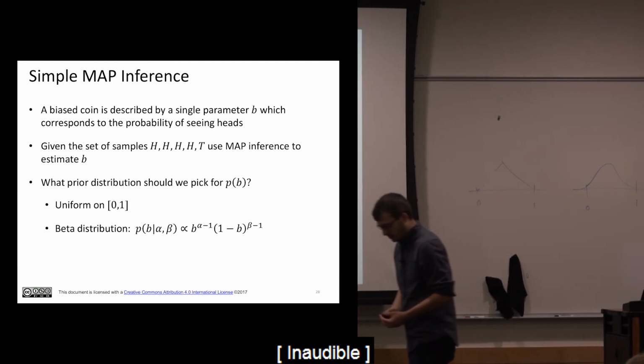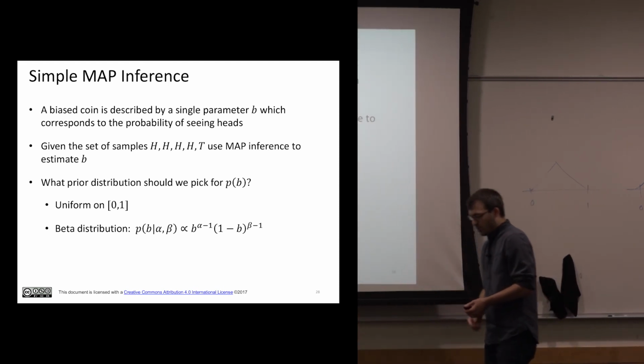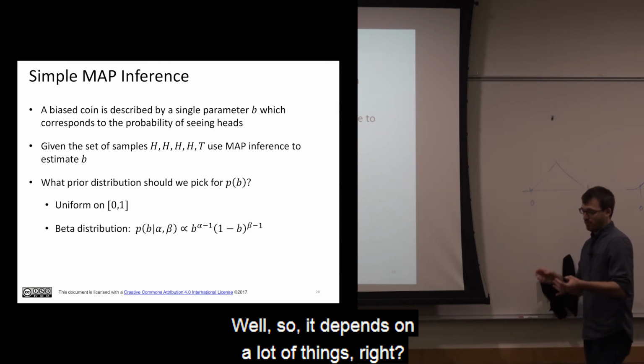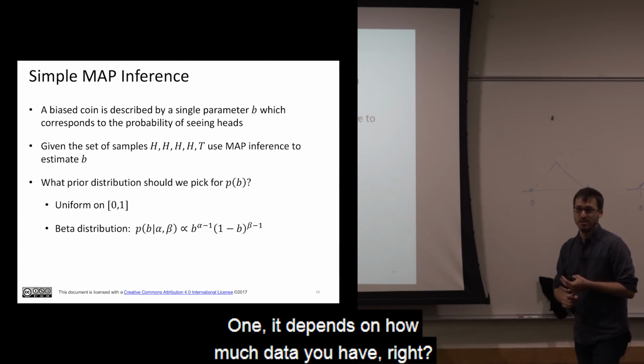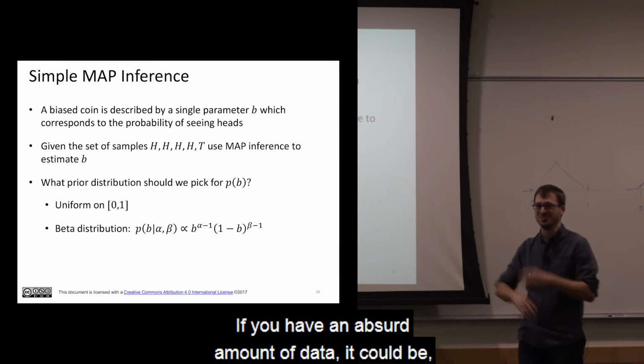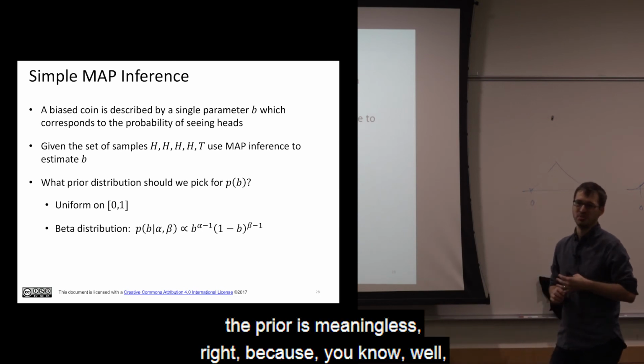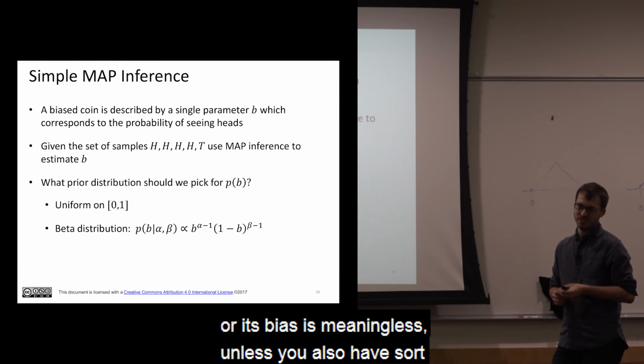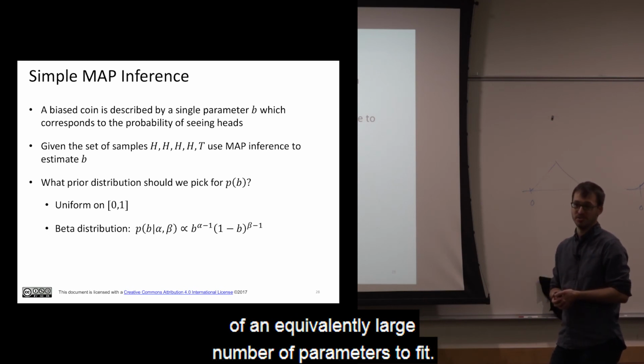Generally, how much does your outcome change depending on what prior you pick? Well, it depends on a lot of things. One, it depends on how much data you have. If you have an absurd amount of data, the prior is meaningless, because its bias is meaningless, unless you also have an equivalently large number of parameters to fit.